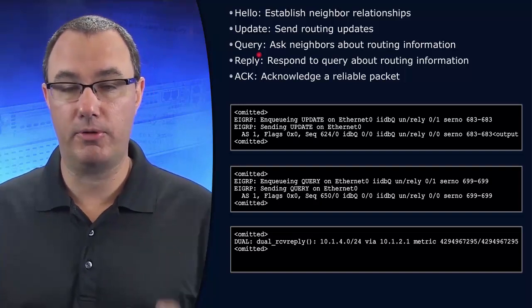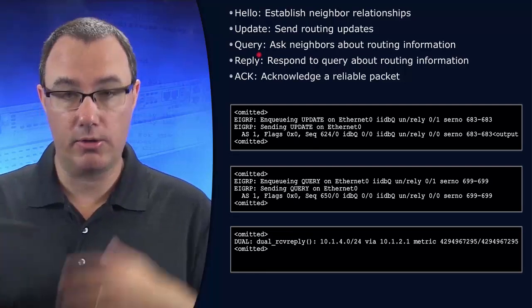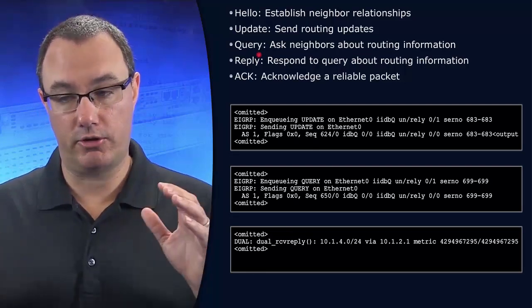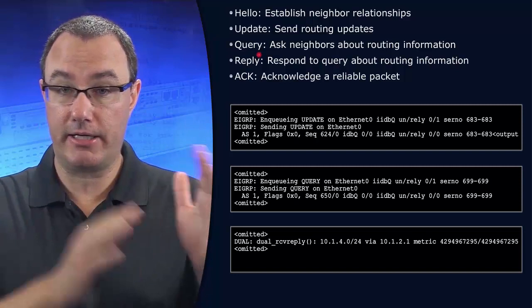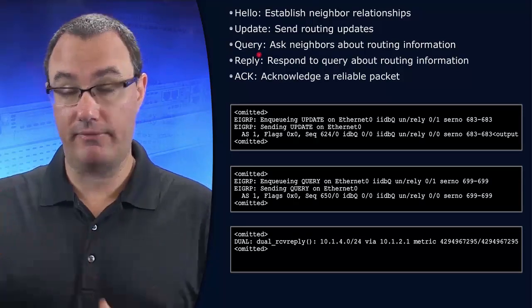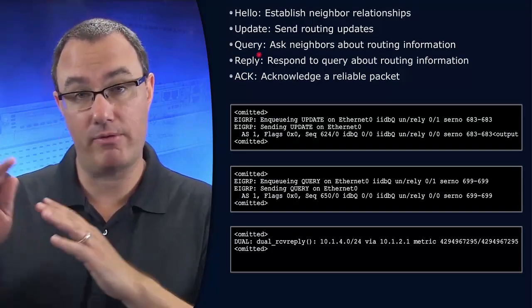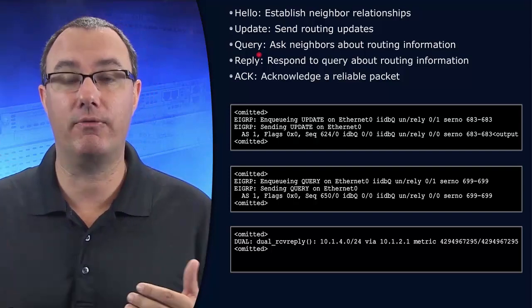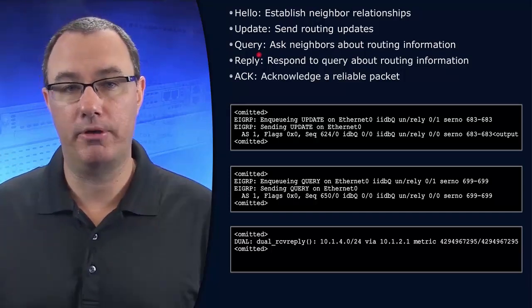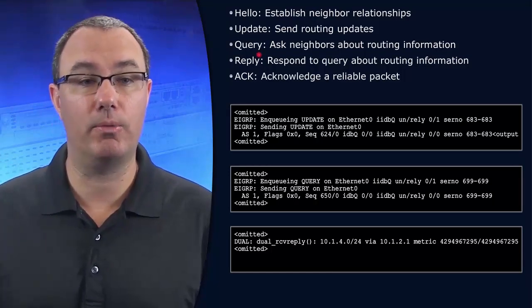So this is the modality when we are dealing with a state change of topology that was converged, and now there's something that changed. I've lost the best way to get there. I don't have a backup pathway. I'm asking for help. We ask for help via queries and replies.